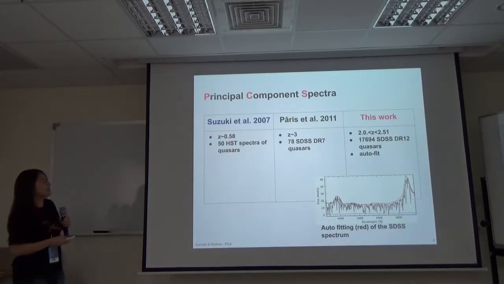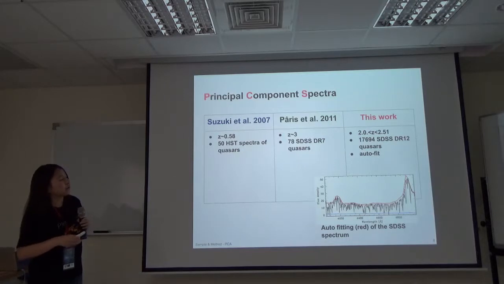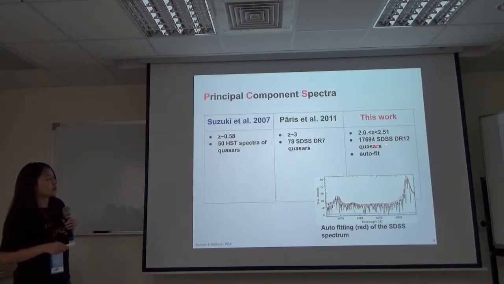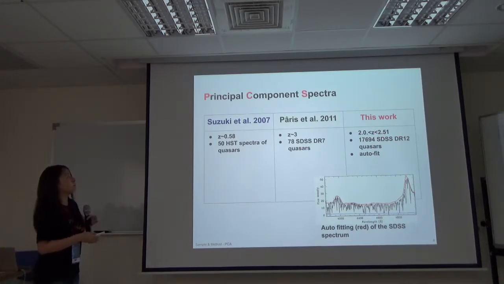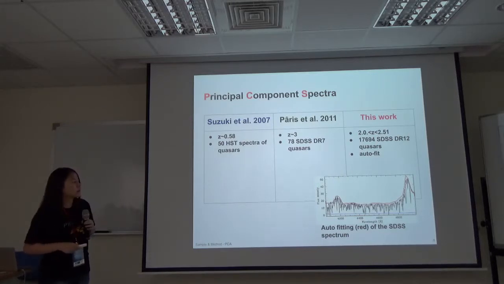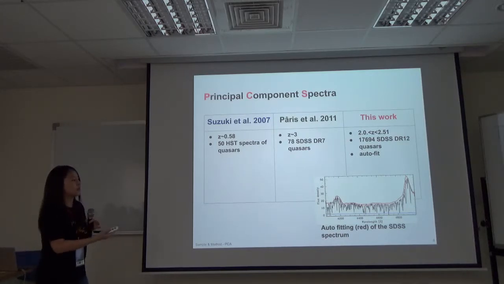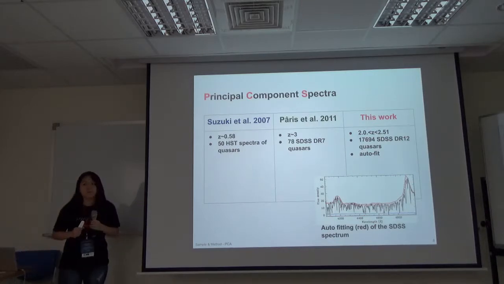Okay, so this is a comparison to some older papers. We are using around 17,000 SDSS quasars at redshift 2.5 to derive our PCs, and we adopt an auto-fit method to fit their spectra in order to avoid the absorption here. And then we derive those PCs from the red spectrum. So the solid red is the true spectrum.